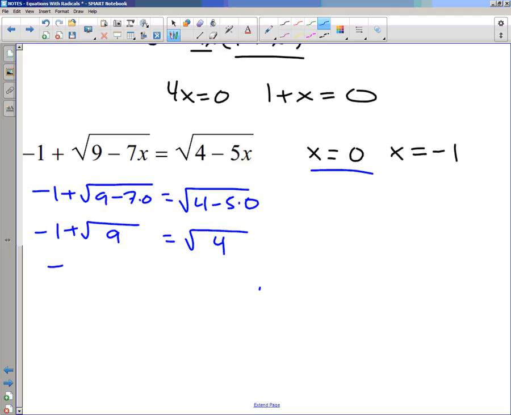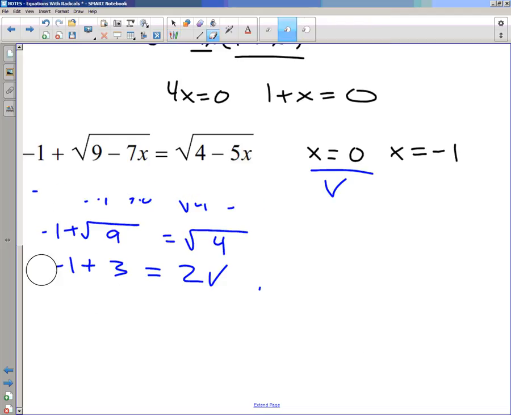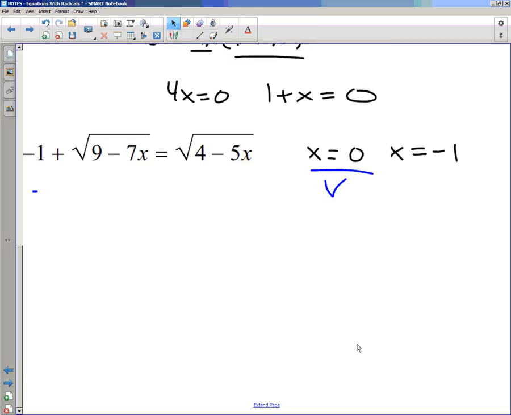Keep going here, -1 plus the square root of 9 is 3, equals the square root of 4 is 2. And that is a true statement, so we're going to keep it. So x equals 0 checks out. Let's go back and check our second supposed solution.